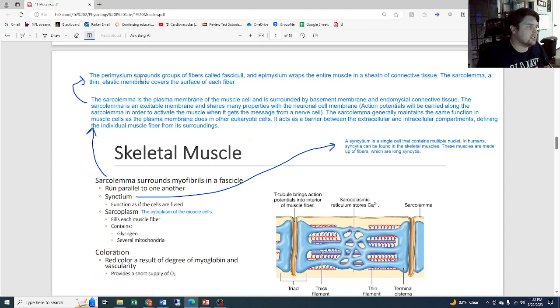So the perimysium surrounds the group of fibers called the fascicles. The epimysium wraps the entire muscle in a sheath of connective tissue. And the sarcolemma, a thin elastic membrane, covers the surface of each fiber. Okay.